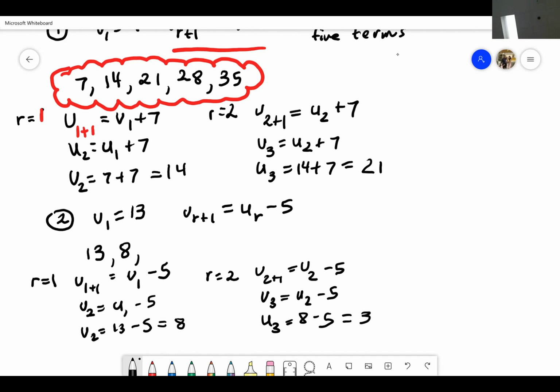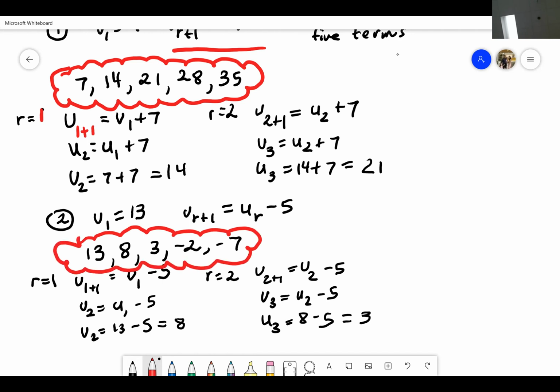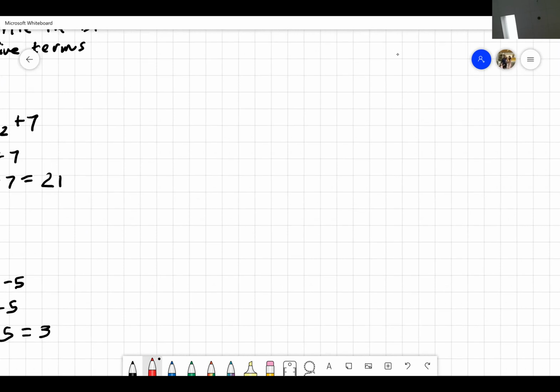So 8 minus 5 is 3. 3 minus 5 is negative 2. Negative 2 minus 5 is negative 7. And those are the 5 terms of this particular sequence defined inductively that way. That's how they're defined inductively.